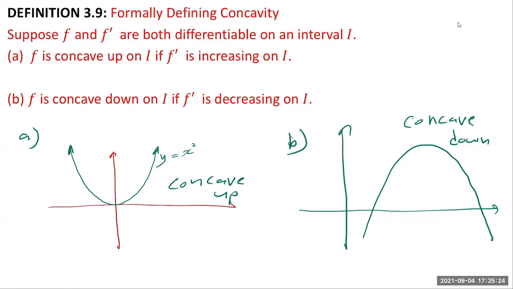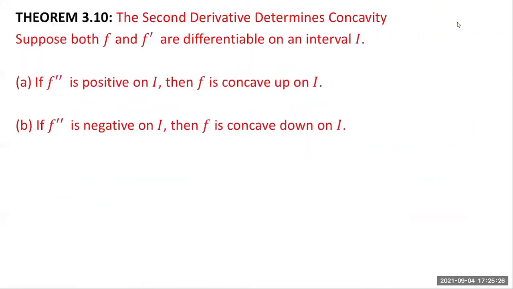All right, let's move on. Next, I want to go over this theorem. The second derivative determines concavity. We use second derivatives to determine concavity. Suppose f and f prime are differentiable on an interval I. If f double prime is positive on the interval I, then f is concave up on that interval. If f double prime is negative on the interval I, then f is concave down on that interval.